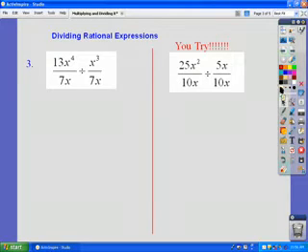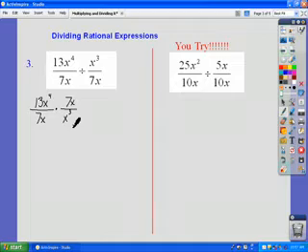So now this guy's starting to look like this right here. 13x to the fourth. Now it looks like this. 13x to the fourth over 7x times, change the divide sign to a multiply sign. Now I'm going to put the 7x on the top, and I'm going to put the x cubed on the bottom. So there we go. I mean, that's it.